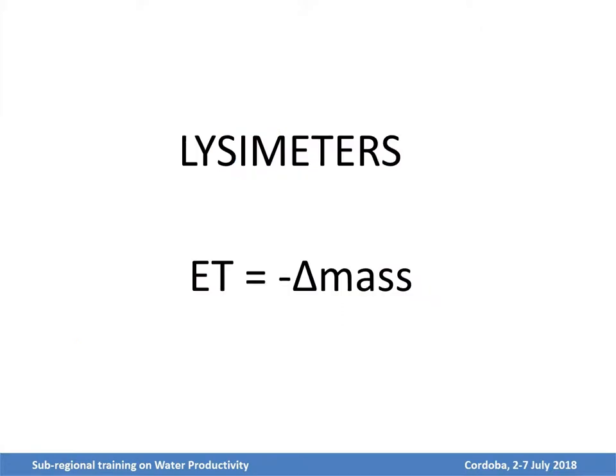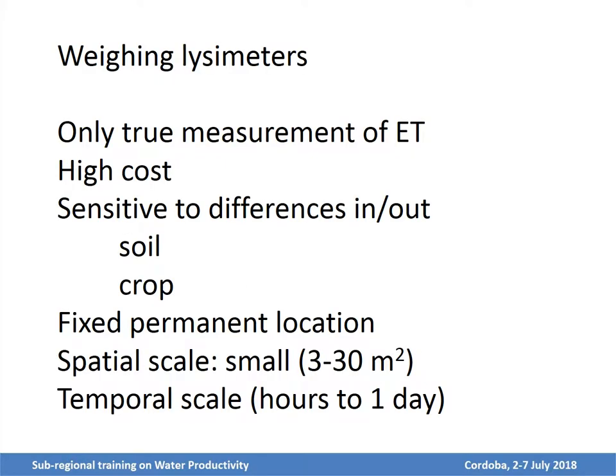Lysimeters are the best alternative for measuring evapotranspiration. They determine evapotranspiration as the loss in mass of a huge volume of soil which has the roots of the crop. This is really the only true measurement of ET available. It means a high cost for construction of the lysimeter, and it is very sensitive to differences inside the lysimeter and outside in soil conditions or crop conditions.